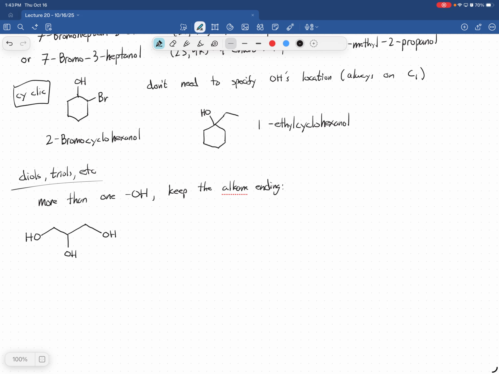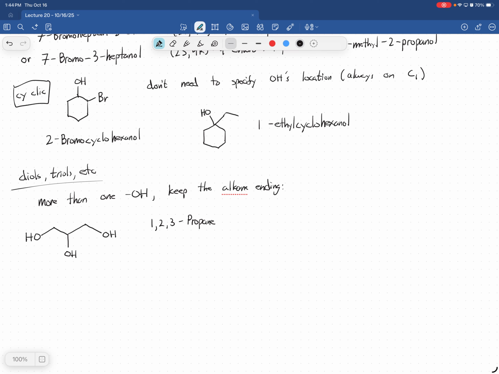So how will we number this? Well, I think there's only one way to number it, right? It's pretty symmetrical. So what are the positions for the OH groups? Yeah, 1, 2, and 3. So we call this a polyol. Keep the alkane name. So what would the parent name be? Propane.